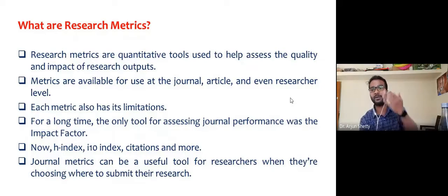If I publish an article in a 2 impact factor journal, then everyone thinks that the earlier 5 impact factor publication was just by luck, not by the efforts of the doctor.